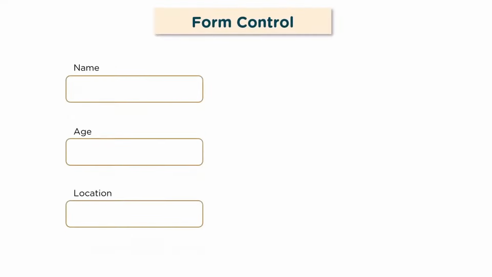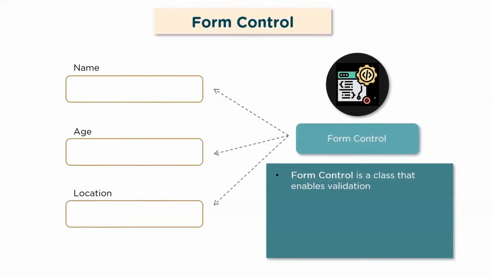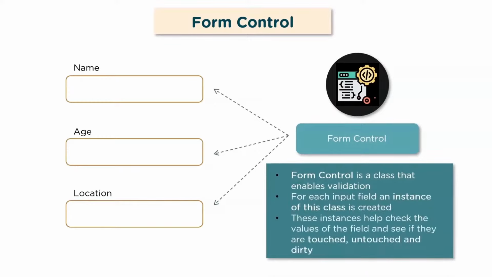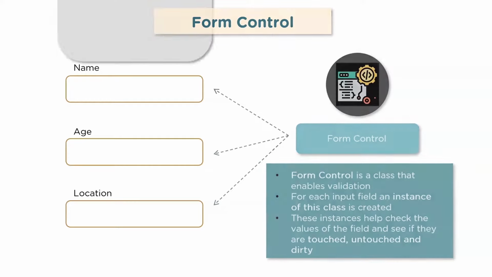So consider a typical form consisting of fields like name, age, and location. Now a form control is basically a class that enables validation of these fields. For each input field, an instance of this class is created. Now these instances help check the values of the field and see if they're either touched, untouched, dirty, pristine, valid, invalid, and so on. So this allows you to check every field for the value. It makes it easier to understand which field's value is invalid or which field has not been entered, etc.